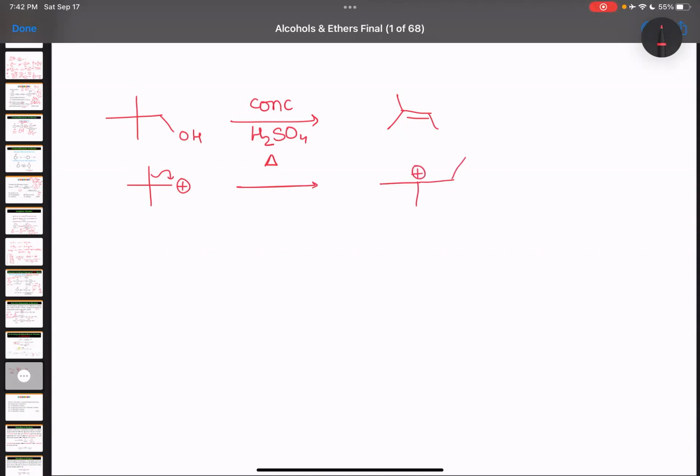The next thing is the H plus removal, the last step, which is a fast step. The H plus will be removed from the position adjacent to the cation. So you can have this alkene, or you can have this alkene also, right? Is it clear? Which alkene is going to form in a major amount? The second one. Why? What's the reason?